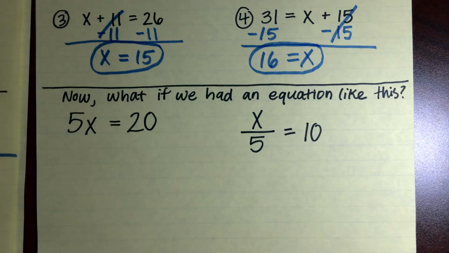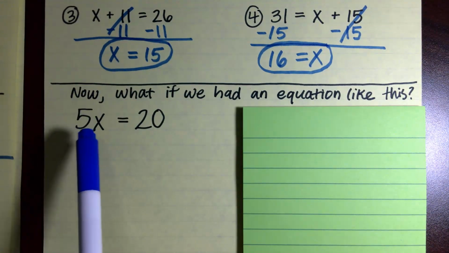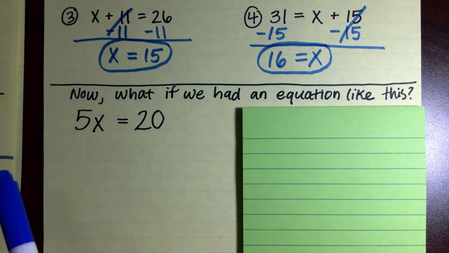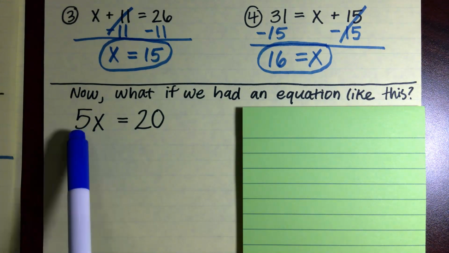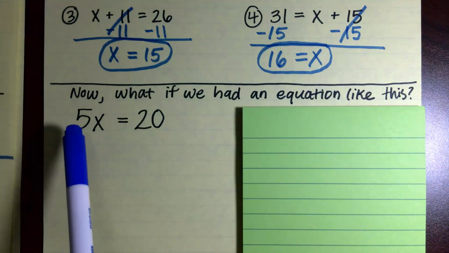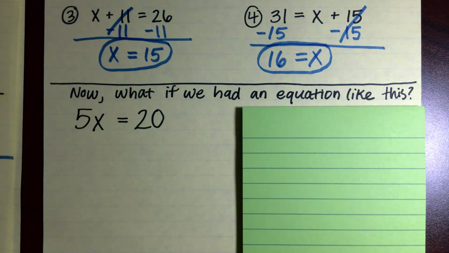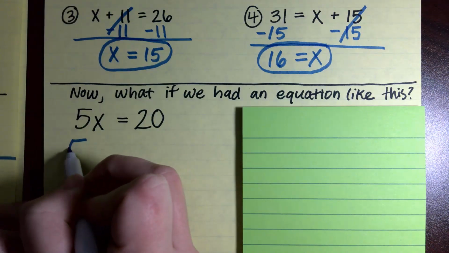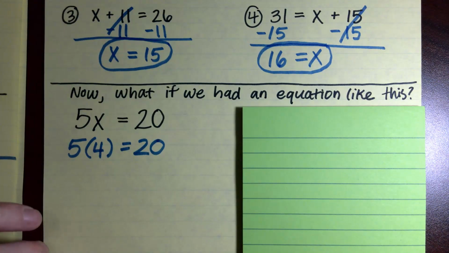Okay, let's talk about this. Let's just look at the first one. Don't even look at the second one yet. We have 5x equals 20. Can anyone remind me, what does it mean when I just have 5 next to an x? What operation am I really doing here? Multiplication. This means 5 times x equals 20. So what number would I multiply by 5 to get 20? 4. Good. So we know that 5 times 4 is 20. So x must be 4.